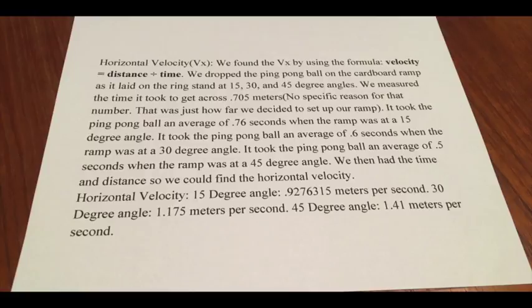Then we had the time being the 0.76 seconds, 0.6 seconds, and 0.5 seconds, depending on which angle, and distance, 0.705 meters, so it was easy to calculate the horizontal velocity. The horizontal velocity for a 15 degree angle was 0.9276315 meters per second. For 30 degree angle, 1.175 meters per second. And for a 45 degree angle, 1.41 meters per second.